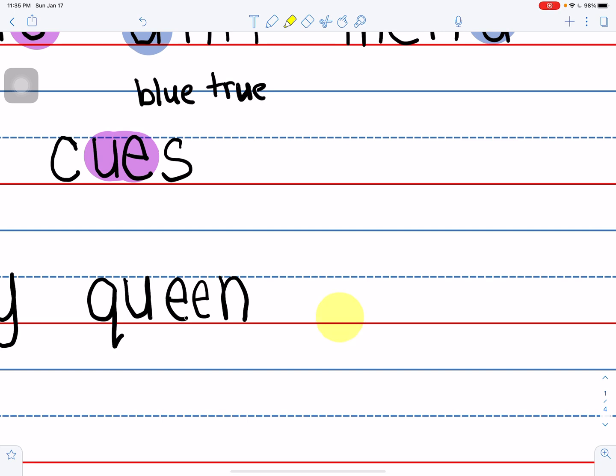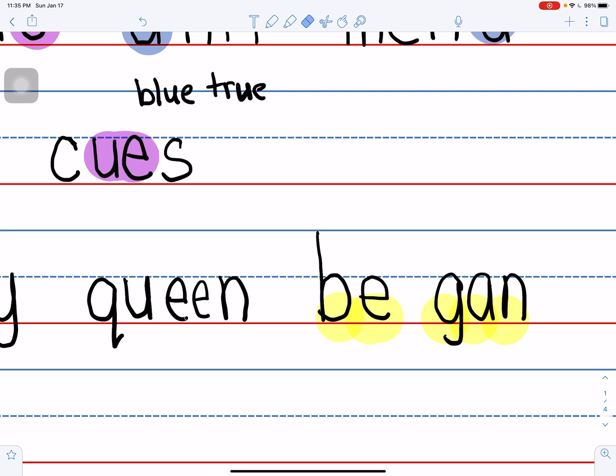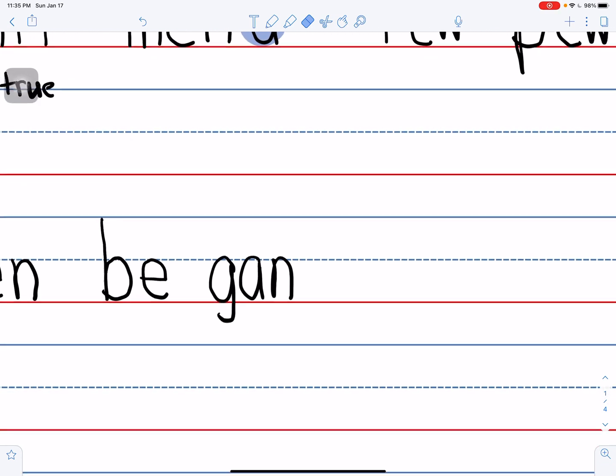Next word, began. Began. B-E-G-A-N. Ready? B begins with a line. B-E, and we use E to spell E at the end of a syllable. Began. G-A-N. Ready? B-E-G-A-N. Began.